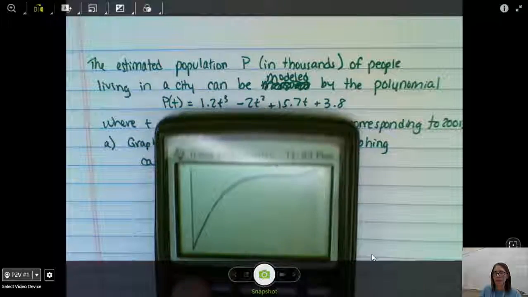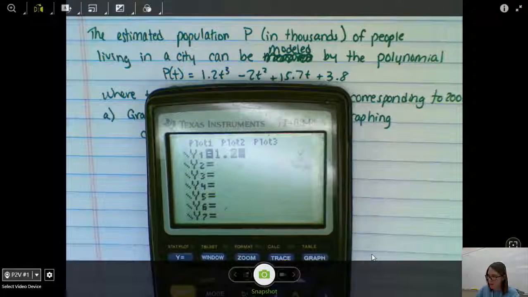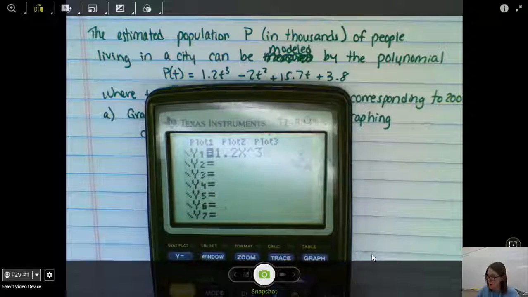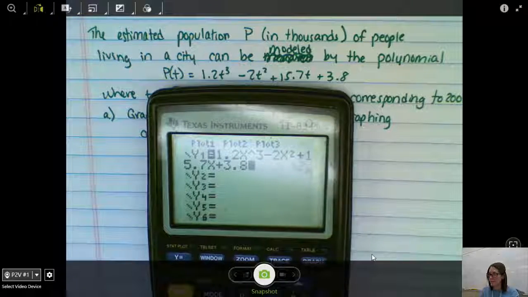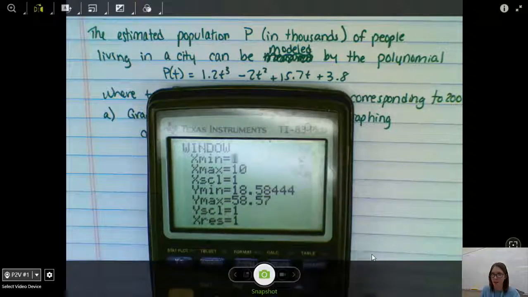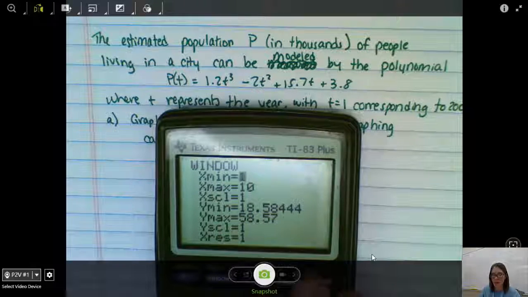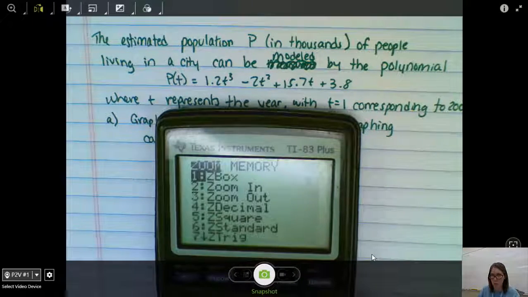So we go to our graphing calculator, clear out my equation from the last one, 1.2t cubed minus 2t squared plus 15.7t plus 3.8. And again, I want to be on that interval from 1 to 10, which is already in my calculator. But right now, my zoom fit is based on the last equation. So I need to go to zoom fit again, since I have a new equation in here.